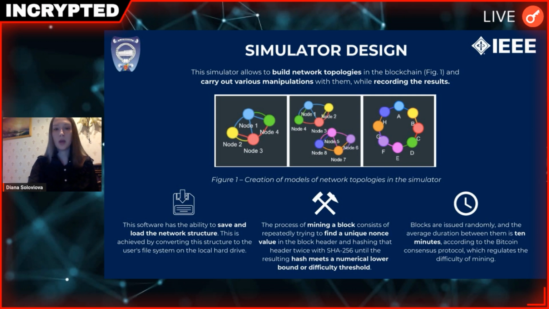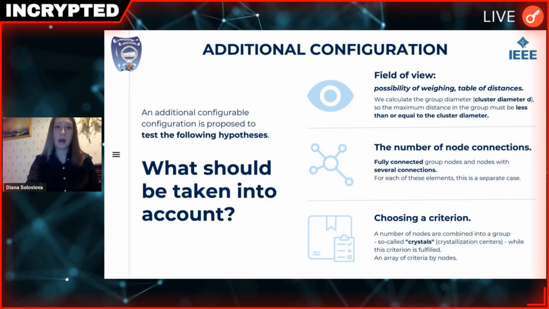The process of mining a block consists of repeatedly trying to find a unique nonce value in the block and hashing that header twice with SHA-256 until the resulting hash meets a numerical lower bound or difficulty threshold. Blocks are issued randomly, and the average duration between them is 10 minutes according to the Bitcoin consensus protocol, which regulates the difficulty of mining. Now, let's speak about the additional configuration we need to add to our simulator to conduct our experiments and get our results.